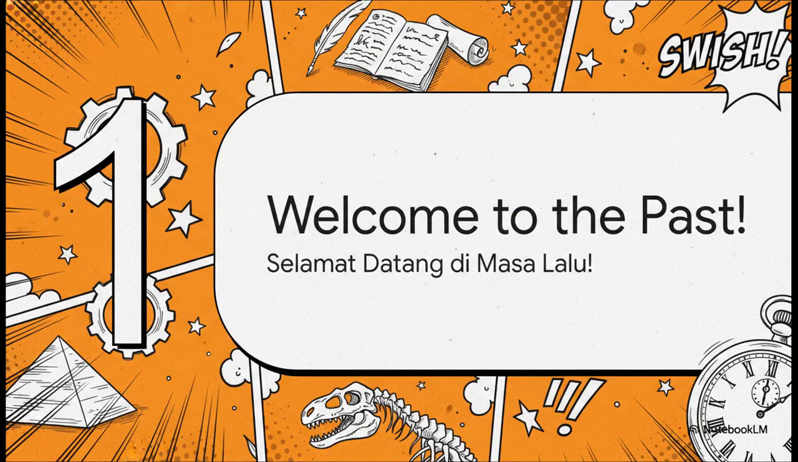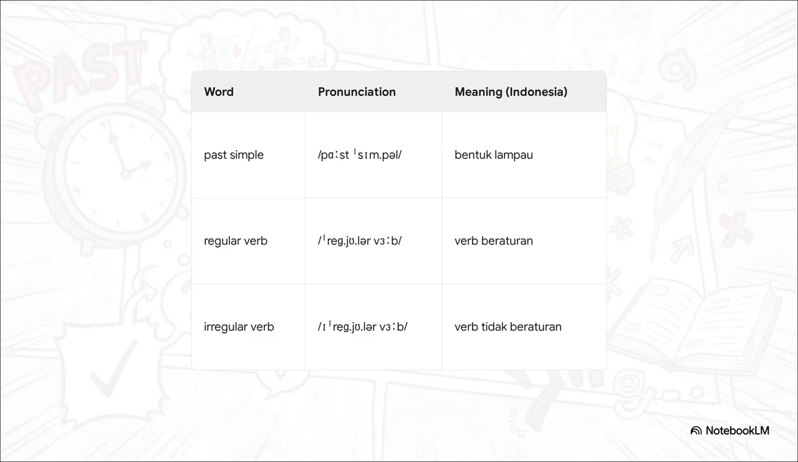Okay, first things first. Before we start our journey with the time machine, we need to know a few important words. These words are going to help us understand everything. All right, here are the words that are going to be our best friends for this topic. We have past, which of course means masa lalu. We have action, which means aksi. But pay close attention to these two. Regular verb, that's kata kerja beraturan, and irregular verb, that's kata kerja tidak beraturan. These two are super important, so let's keep them in mind.